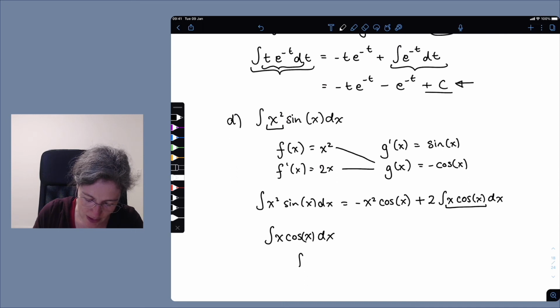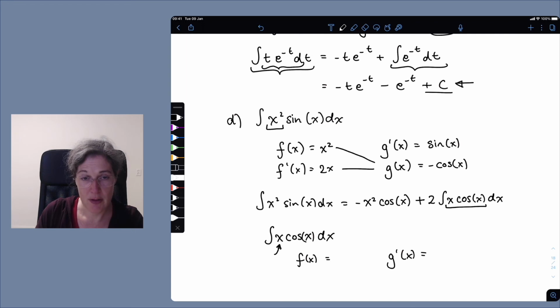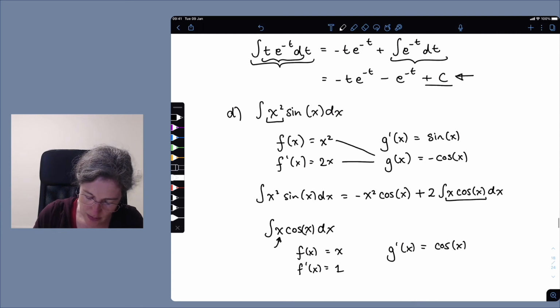Okay, so again we need to pick what we're going to let our f of x be, and what we're going to let our g prime of x be. And notice we managed to reduce the power of x. So if we make that the thing we take the derivative of again, we're going to end up with a 1, which sounds like it might be useful. So let's make that our x. If we take that derivative, it's going to be equal to 1. We can easily integrate cosine of x, so we're going to let our g of x be sine of x plus c, but we're going to include our constants later.